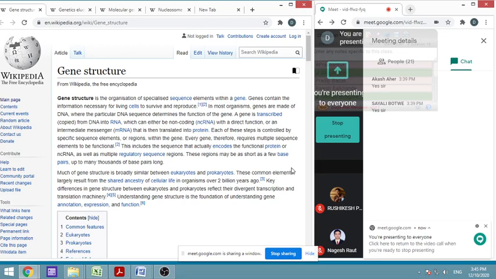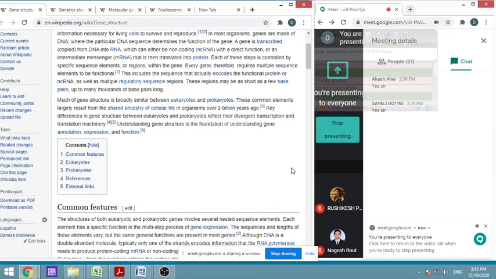Most of the genetic structure is broadly similar in eukaryotes and prokaryotes. They too have DNA, we too have DNA. In DNA, deoxyribose is there, in RNA only ribose is there. Nucleotides are mostly common. So most of the things are similar. Only slight changes are there because of their type of processing, which we call gene expression.